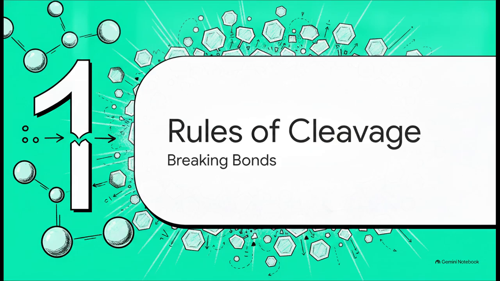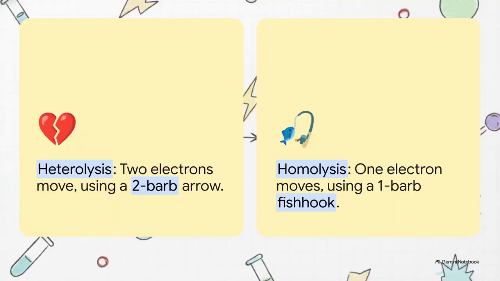Basically, breaking bonds. Before we actually watch our chemicals react, we have to establish the physical rules of how their bonds break in the first place. As you probably know, every single covalent bond consists of two shared electrons. And when a bond breaks, well, those electrons have to go somewhere, right? This brilliantly illustrates the two ways that can happen.